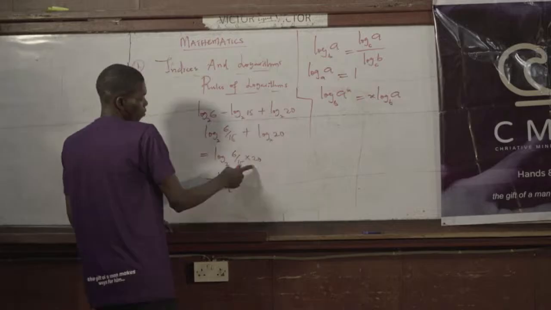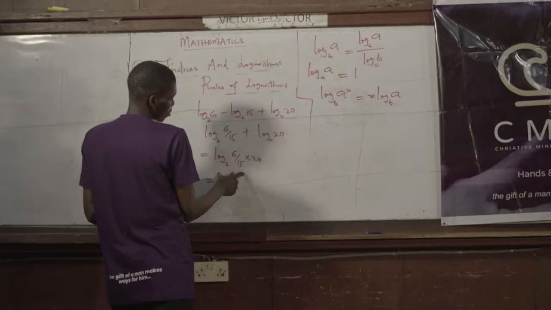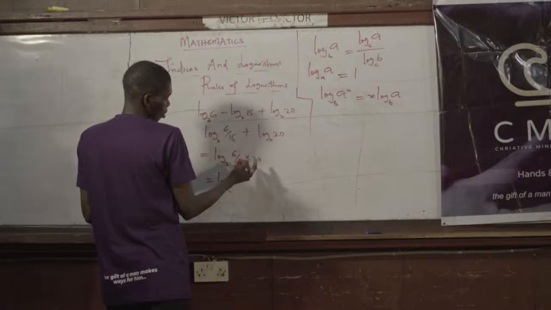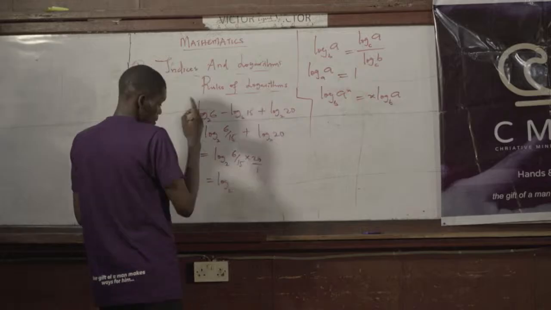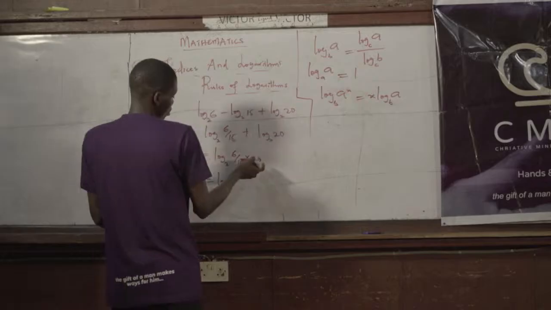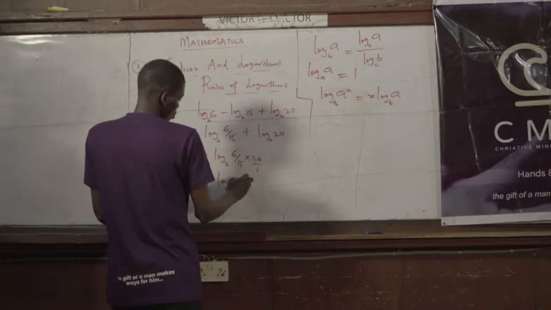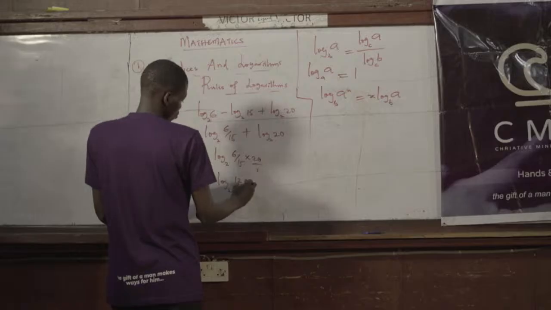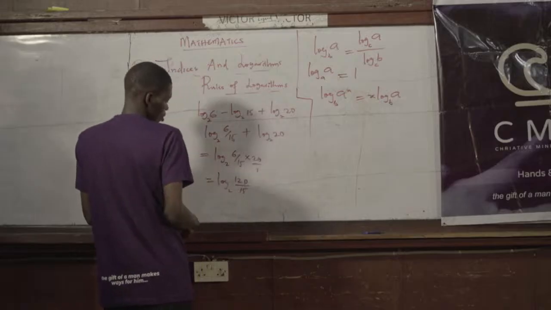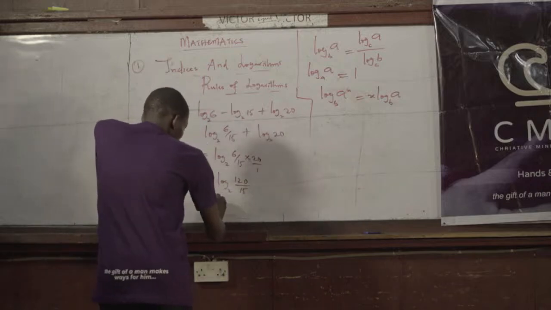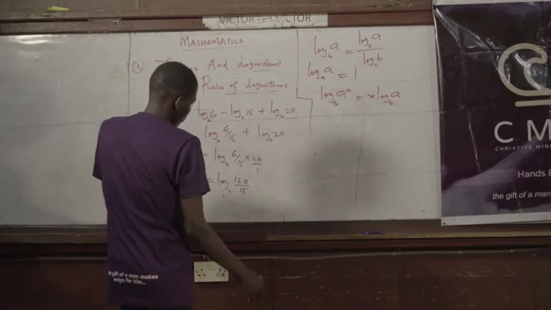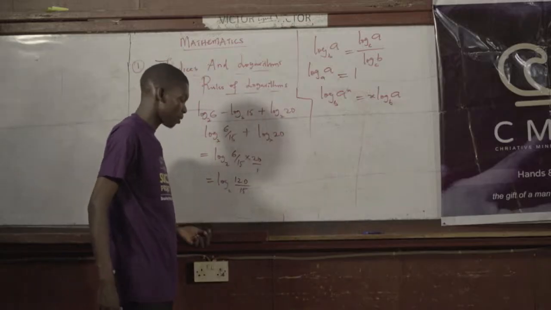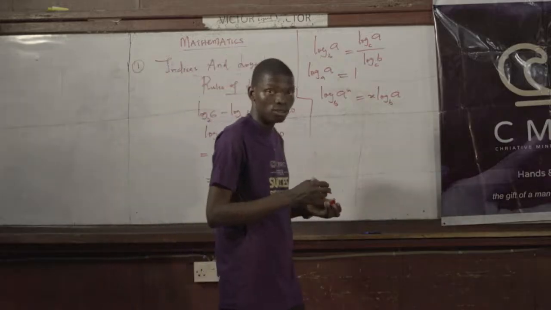To simplify this, you can use your basic calculator, or you just combine them. 6 times 20 is 120, over 15. If you did not see your answer this way, you can simplify further, but it's not advisable. This is how they will actually put the answer. So that is the simplification for that.